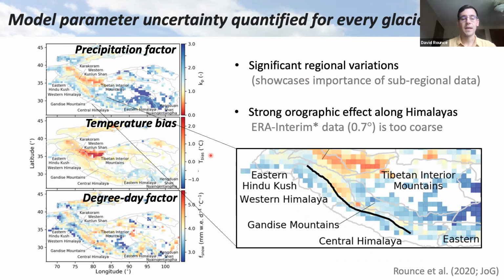So for example, in the inset figure that I show here with the precipitation factor, I outlined the top of the Himalayas. And so we can see that on the windward side, we see higher precipitation factors, and on the leeward side, we see lower precipitation factors. And so really what we're doing is we're capturing the orographic effect, which, not unsurprisingly, is not really captured with the coarse ERA-Interim data, given that glaciers can be in the same pixel, but on opposite sides of the mountain. So this is really exciting to see that we actually see some physical signals as well.